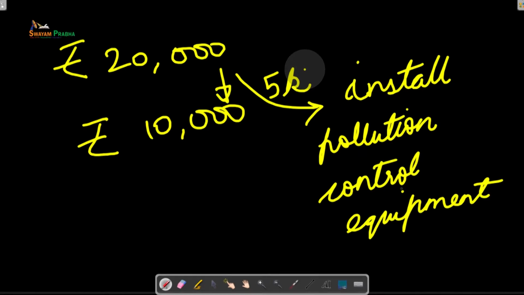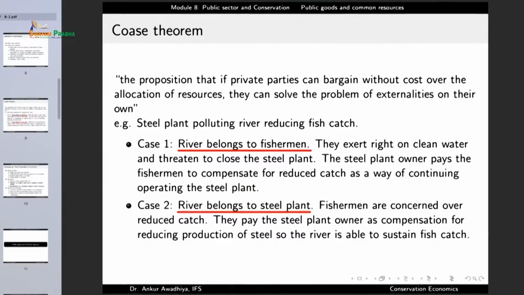What the fishermen are doing in this case is that, because the plant owner owns the river and is in no mood to pay for the cost of installing the device, the fishermen will install the device for the plant owner. And the machine is going to bring down the pollution. So they can either install the equipment or pay the steel plant owner and say, okay, please reduce the amount of pollution you are causing and we are going to pay you for that. You give us this service of reducing pollution and we are going to pay you for the service.